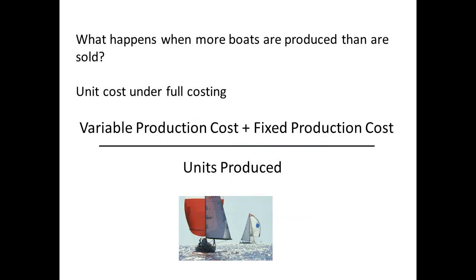The key to these calculations is the use of unit cost under full costing. This is determined by adding the variable production cost to the fixed production cost and then dividing the result by the number of units produced.